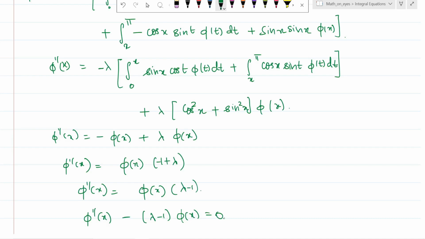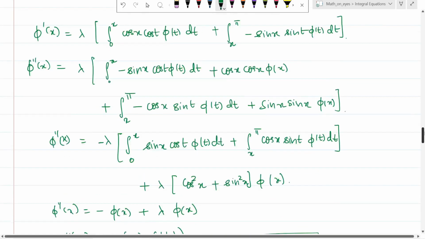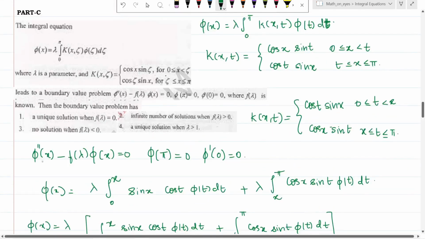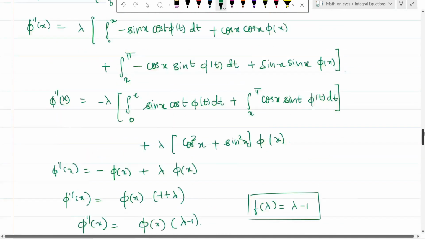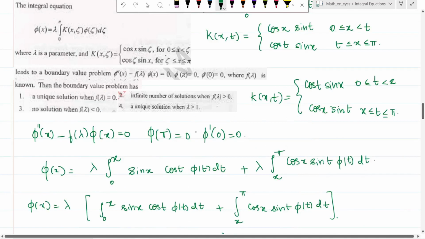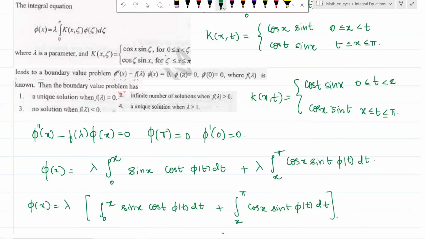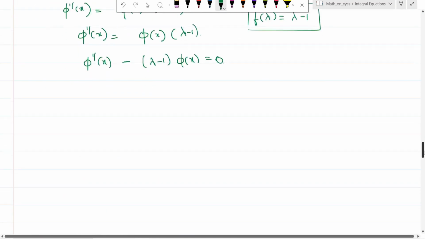We get the function f of lambda is equal to lambda minus 1, because in the boundary value problem, it is given phi double dash of x minus f of lambda into phi of x is equal to 0. So f of lambda is equal to lambda minus 1. Now they have also given some boundary conditions, and they have asked us to verify whether there is a unique solution when f of lambda is equal to 0. If f of lambda is equal to 0, what happens?